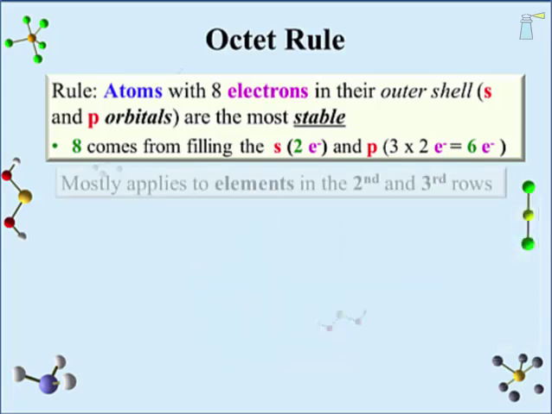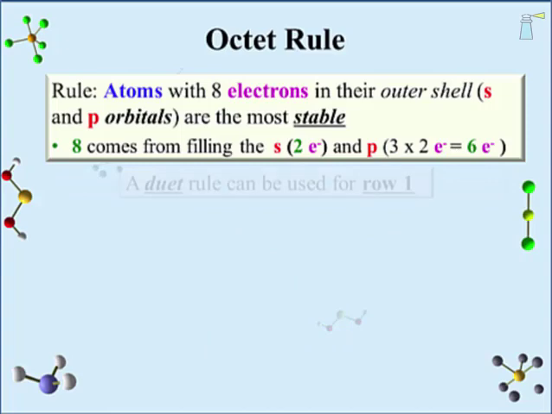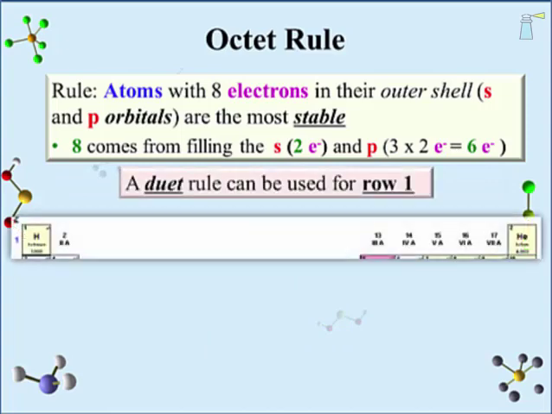Back to the rule. It mostly applies to elements in the 2nd and 3rd rows, and it doesn't hold for row 1 elements. A duet or 2 rule can be used for row 1. We can build a sketch of the model of the atom consistent with the Octet Rule, starting with helium and expanding the model into neon and then argon. The noble gases have full outer shells of electrons and make good examples.